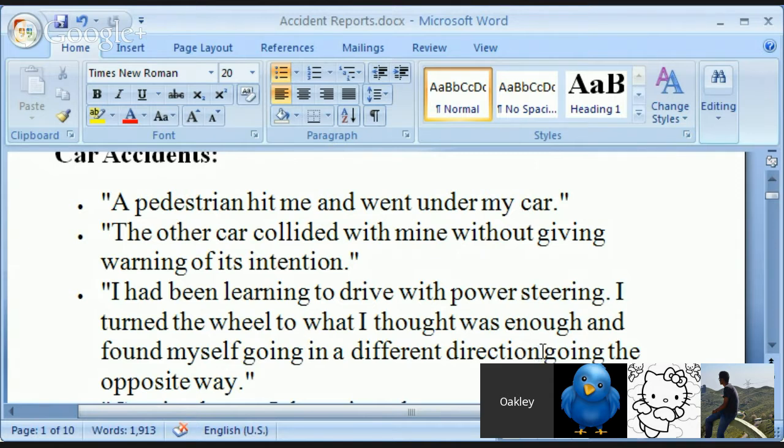All right, now we have the going here at the end. Maybe that's the problem. In a different direction. All right, going the opposite way. The opposite way from what? Where he thought he was going. From what he thought. Yeah, I guess so.